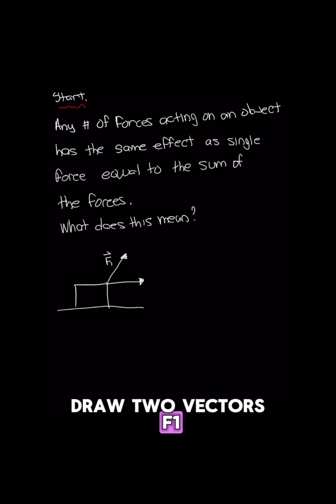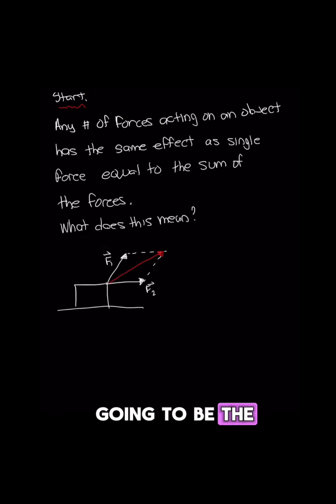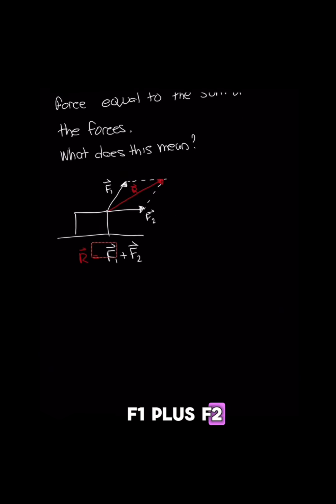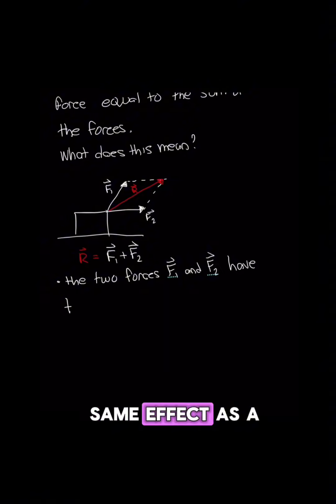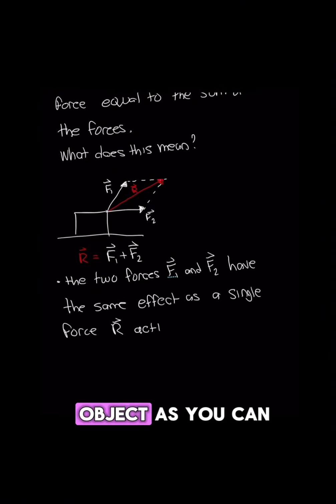Draw two vectors, F1 and F2. The resultant vector is going to be the sum of these two forces, and we can draw it as so, where R is equal to F1 plus F2. The two forces F1 and F2 have the same effect as a single force R acting on the object, as you can see in the diagram.